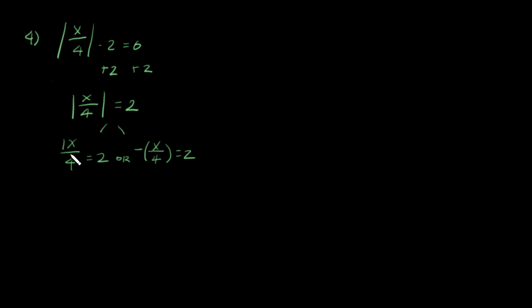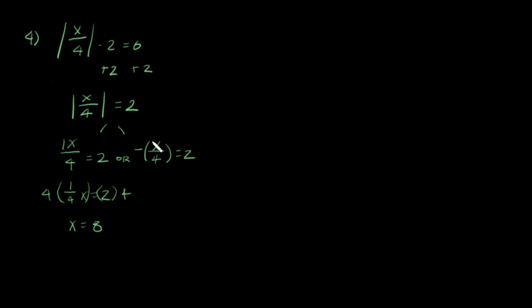Now this is actually 1 over 4 times x. You can think of it that way. You can even write it as 1/4 x equals 2. That's the same thing, guys. So I'm going to try to make this 1/4 of 1 by multiplying both sides by the reciprocal of 1/4, which is 4. So x equals 8.